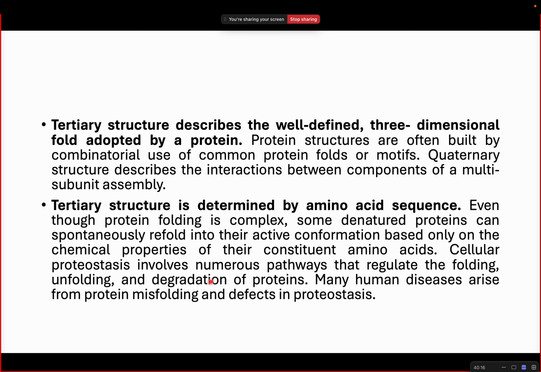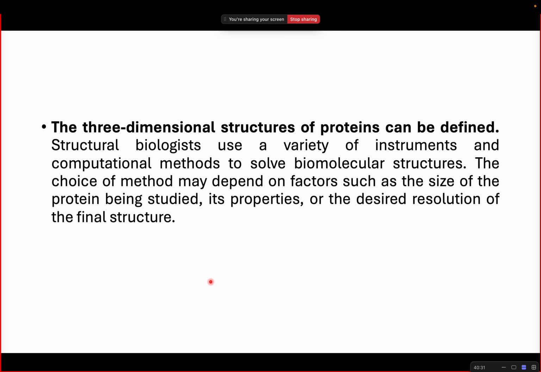Cellular proteostasis involves numerous pathways that regulate the folding, unfolding, and degradation of proteins. Many human diseases arise from protein misfolding and defects in proteostasis. The three-dimensional structure of proteins can be defined. Structural biologists use a variety of instruments and computational methods to solve biomolecular structures. The choice of method may depend on factors such as the size of the protein being studied, its properties, or the desired resolution of the final structure.